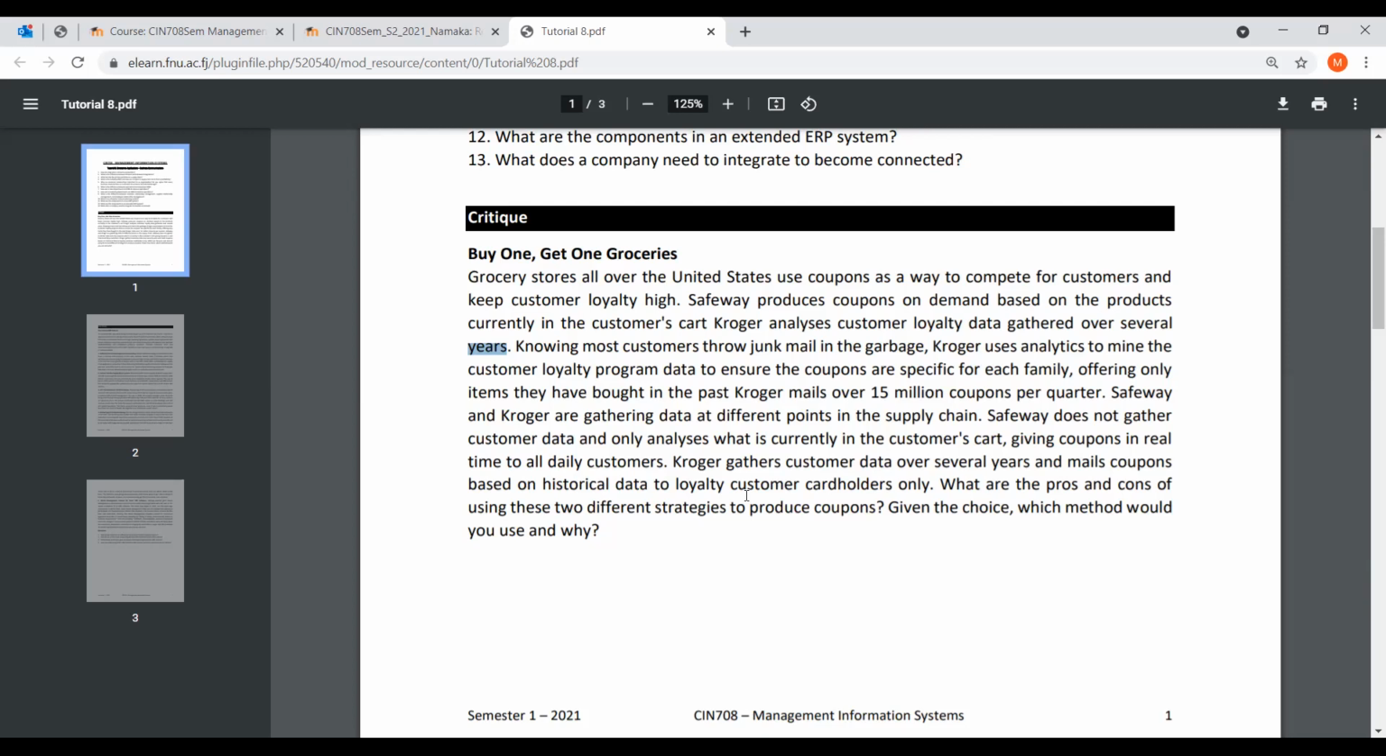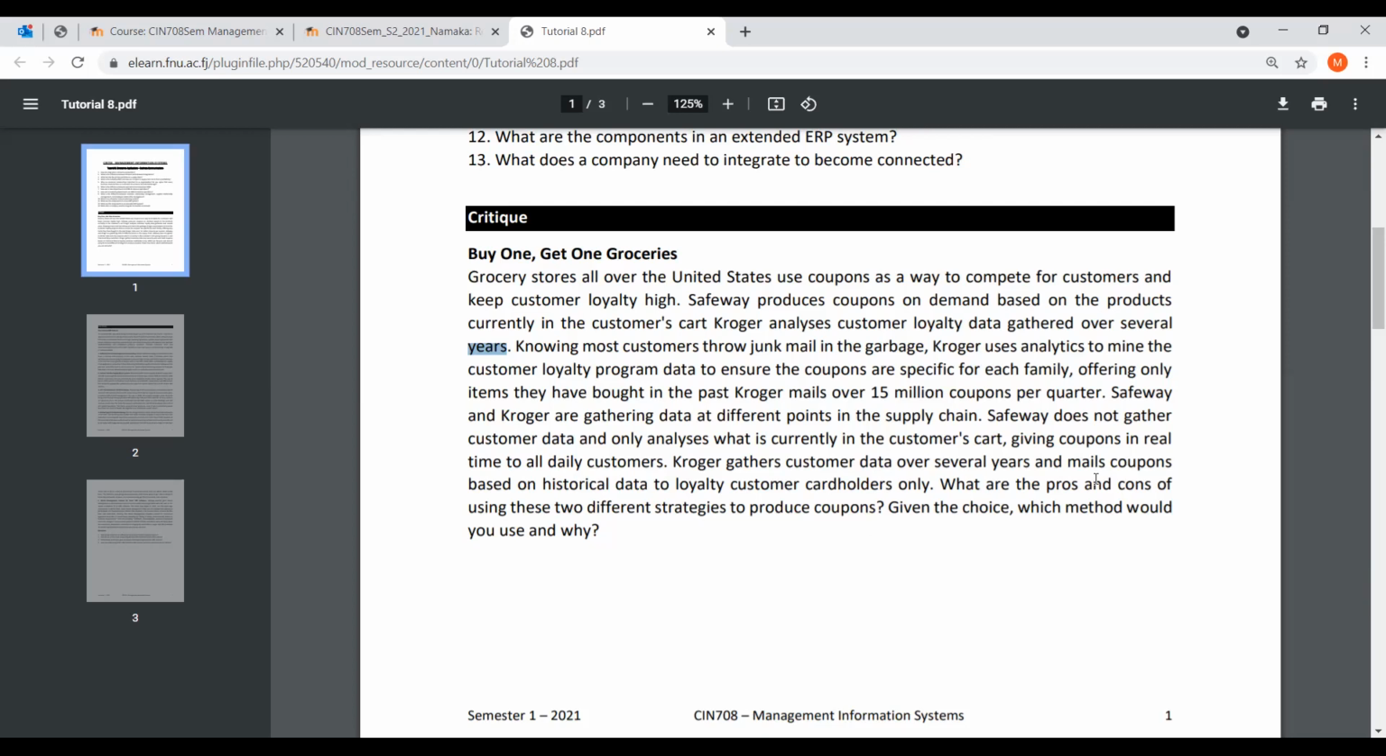Which company has more impact on the customers or a better business model? Now it can vary. Why it can vary? Because with Safeway, what they can say is they are more focused on getting new customers every now and then. Whereas with Kroger, they are more focused on customer retention. That means keeping the old customers. Now, overall, if I have to choose one of those two methods, most likely I'll go with Kroger.